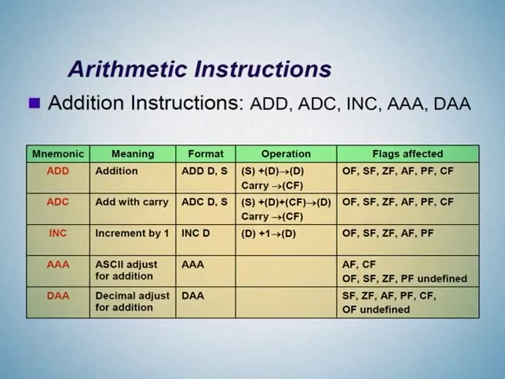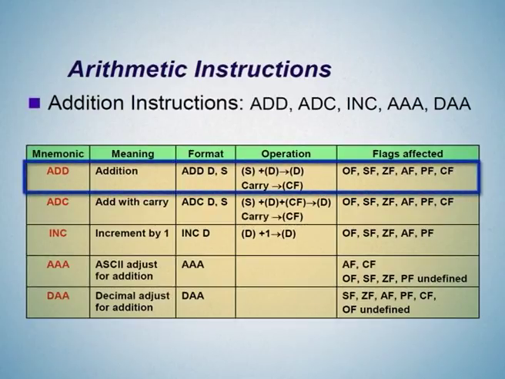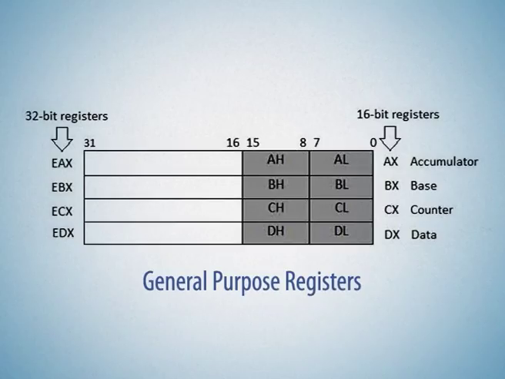There are 5 different addition instructions. The first add instruction has a format add D comma S, which performs the operation S plus D. That means it adds the destination and the source and stores the result in D. The D is either a 16-bit accumulator register called AX or an 8-bit accumulator register called AL. This AL, which is an 8-bit accumulator register, is a part of the bigger 16-bit AX register.